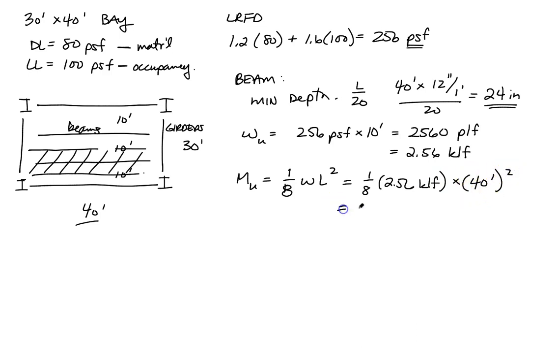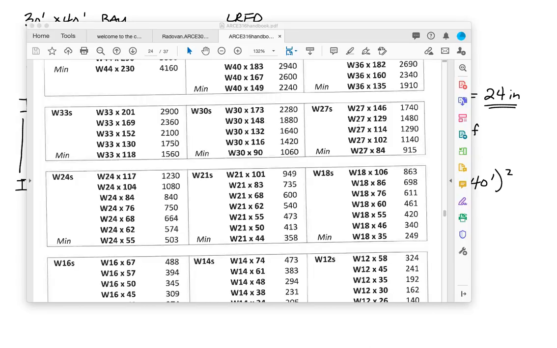That's going to be squared. It gives us a moment of 512 kip times feet. So we'll bring back in page 24, and we knew the minimum depth was 24, so we'll be right here with the W24s. And we're looking for a capacity that exceeds the demand. The demand was 512 kip feet. And so here we've got 574, so we'll use 24 by 62.